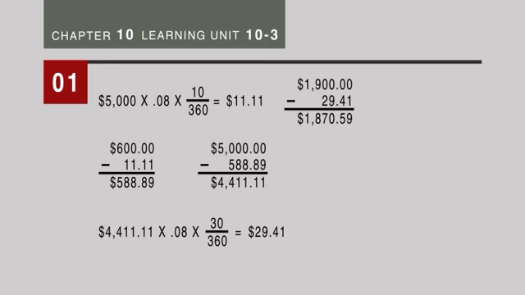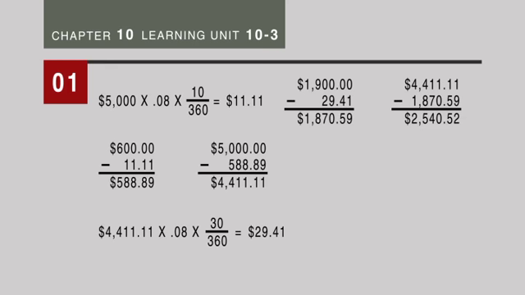Our principal was reduced to $4,411.11. We subtract out the $1,870.59. We now have a principal of $2,540.52. That's our new principal for us to calculate our simple interest, what's owed throughout the rest of the time period.